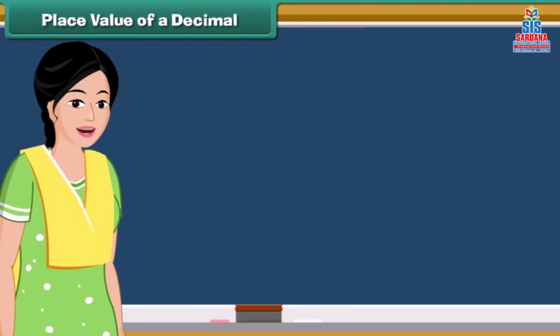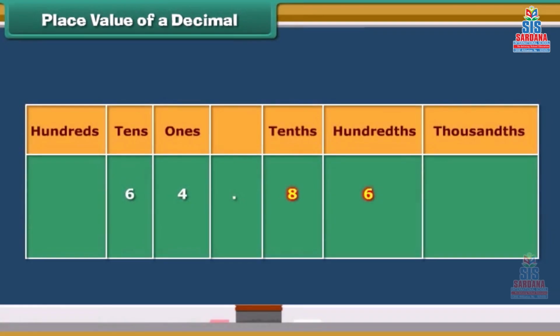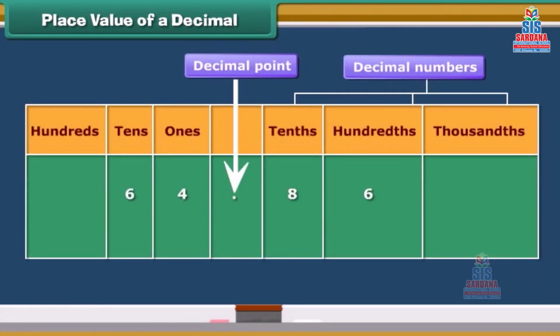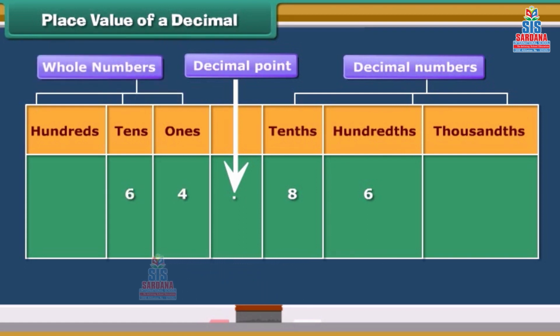Well, writing decimals is pretty easy. Numbers to the right of the decimal point are decimals. The place values are tenths, hundredths, thousandths, and so on. Whereas numbers to the left of the decimal point are whole numbers. The place values are ones, tens, hundreds, and so on. Therefore, we read this number as 64 and 86 hundredths.